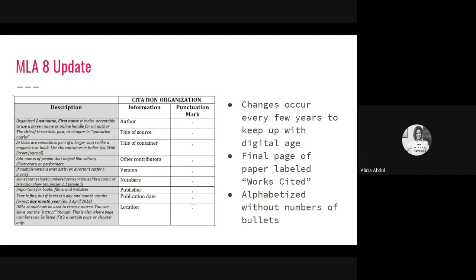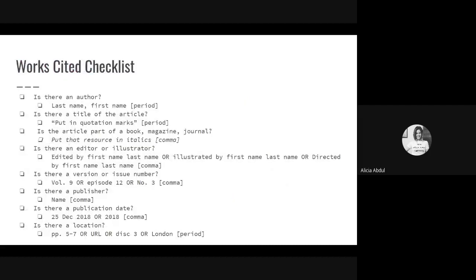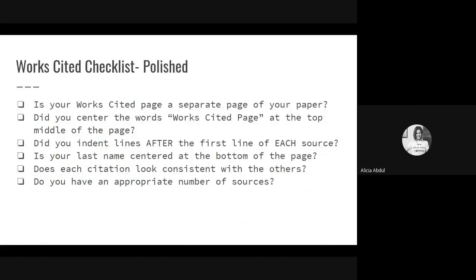Make sure that the final list is alphabetized, and that's something that a citation generator, which I'll talk about in a few minutes, may do for you. So here's some of the things that you can use. And again, it's another slide saying the same thing. This is a checklist that you can use and pause to look through to make sure that you have everything. And then here's how to polish the checklist.